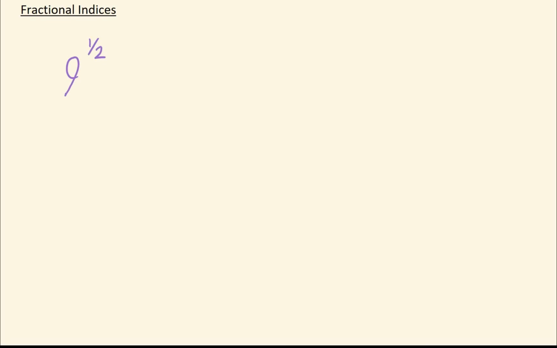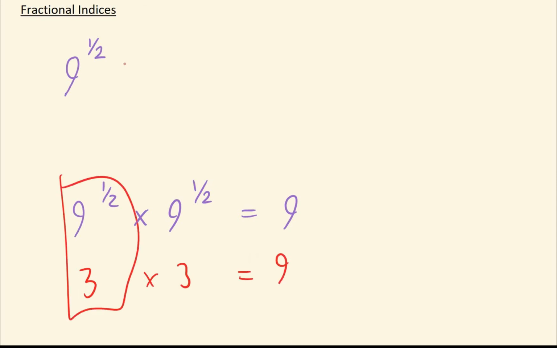So 9 to a half is kind of slightly awkward to explain. The best way I've seen it explained is if you had 9 to a half times 9 to a half, we know this will work by adding the powers. So this will be 9 to the 1, because half plus half is 1, which is just 9. You then can look at this and think, okay, what number, when I multiply it by itself, gives me 9? And the answer to that is 3. We know 3 times 3 is 9. So it stands to reason that 9 to a half equals 3.